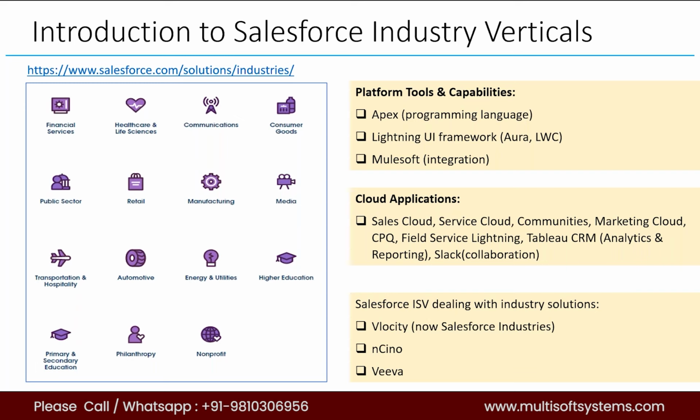When Salesforce acquired it two years back, they took Velocity and rebranded it as Salesforce Industry, right? So today when you hear Salesforce Industry, a lot of products are coming from Velocity. Velocity had its own development platform, called Velocity Platform. Now it is called Omni Studio. Omni Studio is again a product.